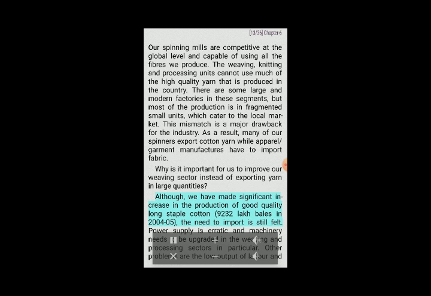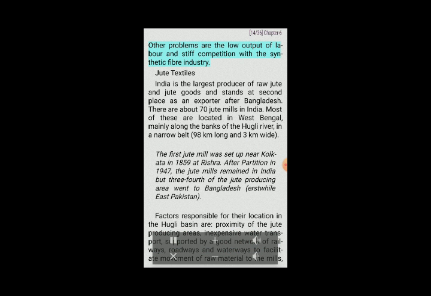Although we have made significant increase in the production of good quality long staple cotton, 9,232 lakh bales in 2004-05, the need to import is still felt. Power supply is erratic and machinery needs to be upgraded in the weaving and processing sectors in particular. Other problems are the low output of labor and stiff competition with the synthetic fiber industry.